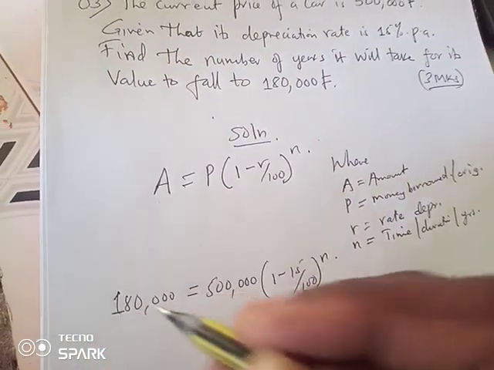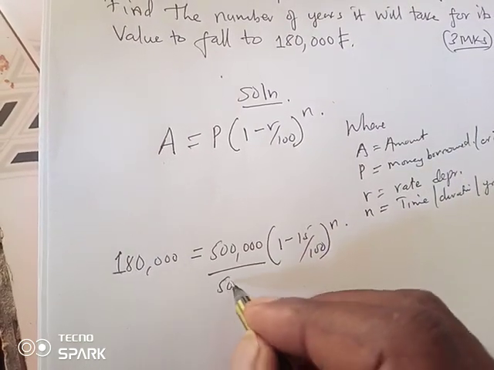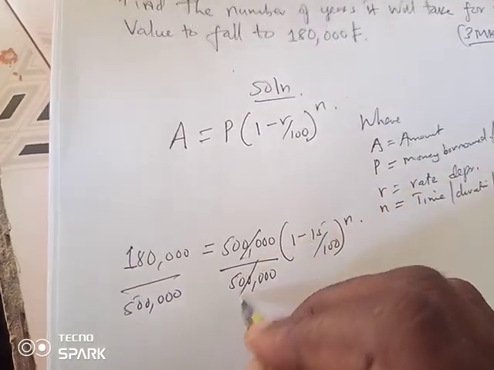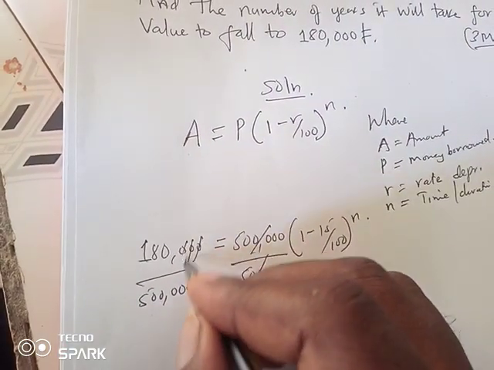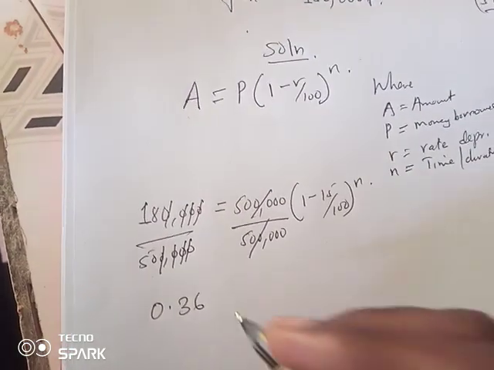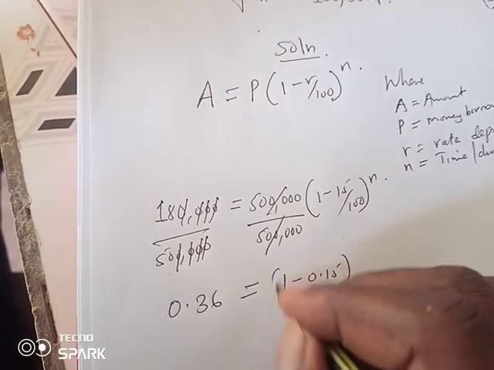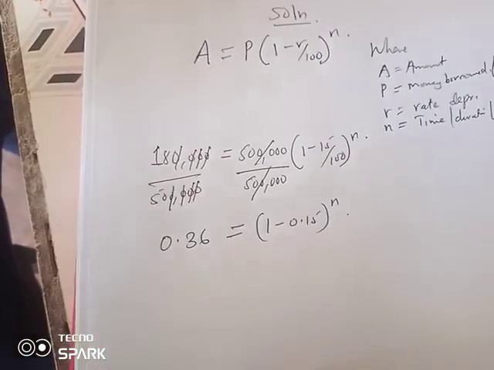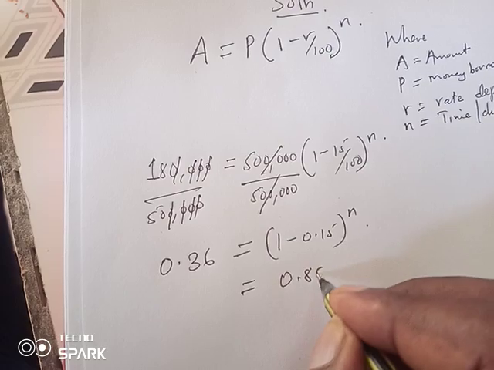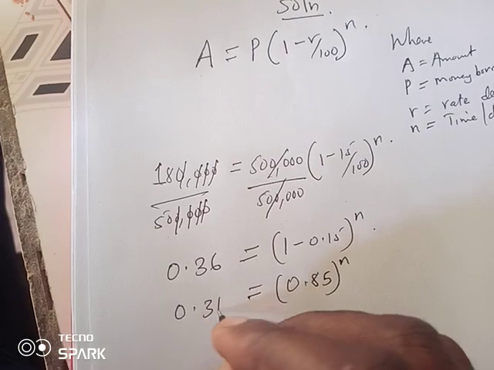So now the first step here will be to simplify the right side by dividing by the 500,000 on both sides. So cancelling this, we shall get 0.36 is equivalent to 1 minus 0.15 power n. So if I work out the bracket, I will get 0.85 power n is equivalent to 0.36.